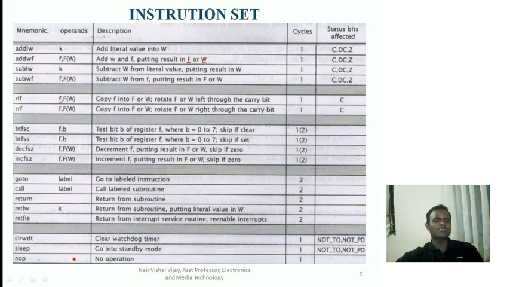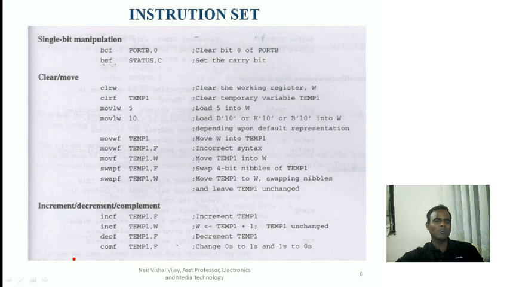Now some examples you can see on the screen of these instructions we use. For example, BCF, that is bit clear F, where PORTB is a special purpose register notified. PORTB 0th bit is actually cleared. So we clear bit 0 of PORTB. This instruction means nothing but clear bit 0 of PORTB.